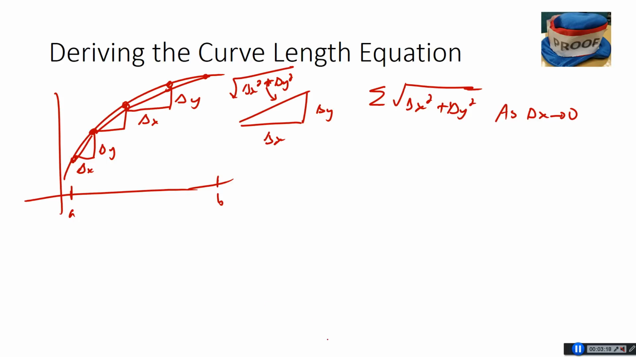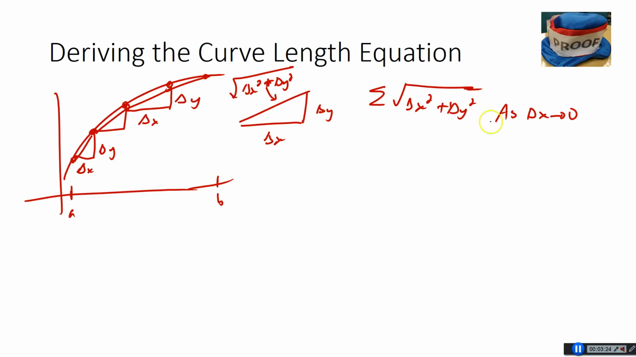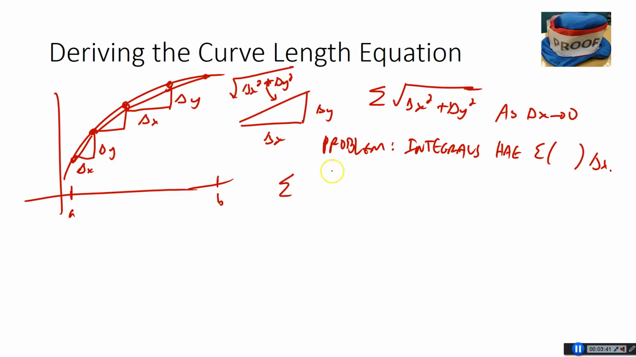Adding all of these up isn't hard as long as they're actual values. But the problem is, if we want to use an integral to do this, integrals have that delta x at the end. It's a sum of a bunch of stuff, and the delta x is at the end. We don't have that, so we're going to force it there. We're going to take the square root of delta x squared plus delta y squared, and multiply by delta x.